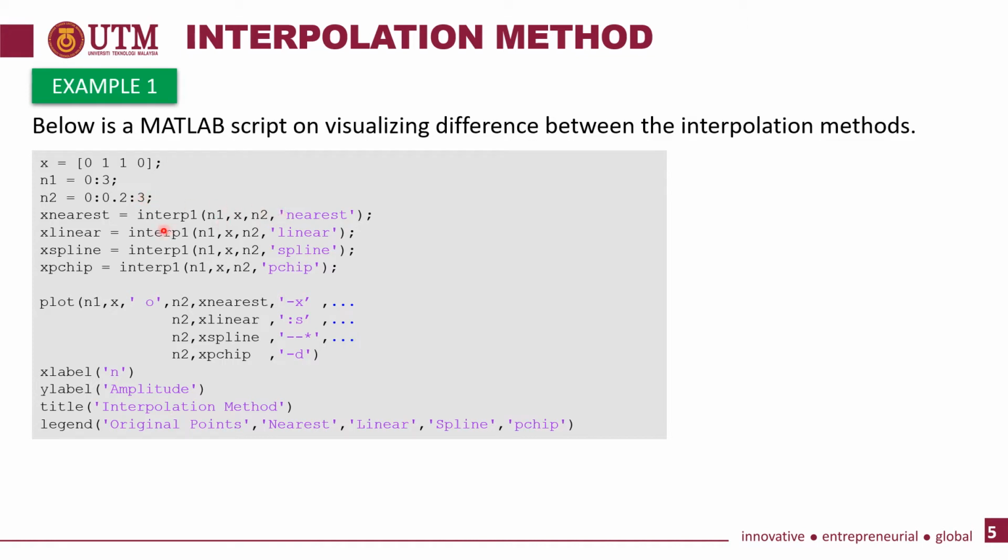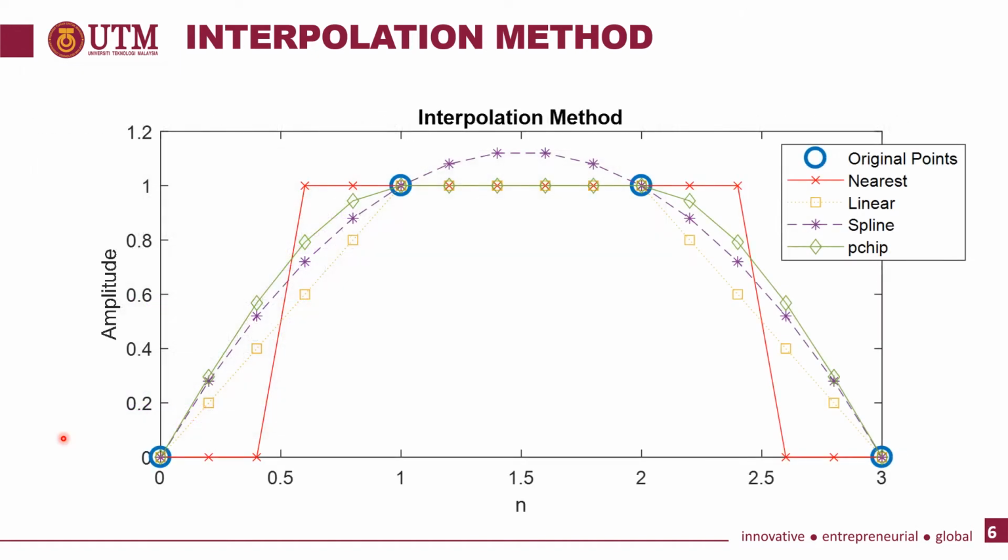The first part uses the nearest type, the second uses the linear type, the third uses the spline type, and the fourth uses the PCHIP type. This command is to plot each of the data differently, and these are different line styles so you can differentiate each method of interpolation. This is the label, the title, and also the legend. This is the output that you get from the previous code.